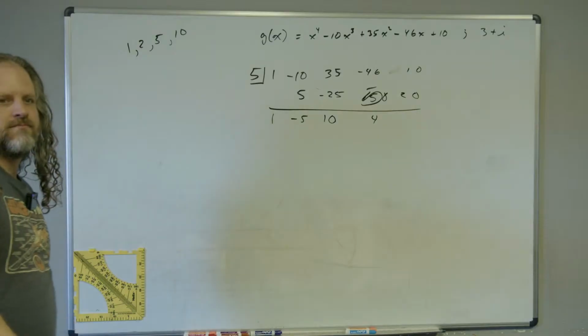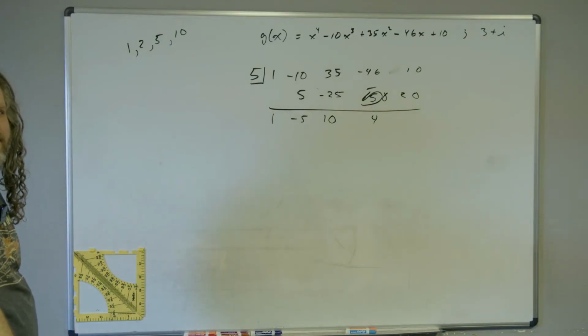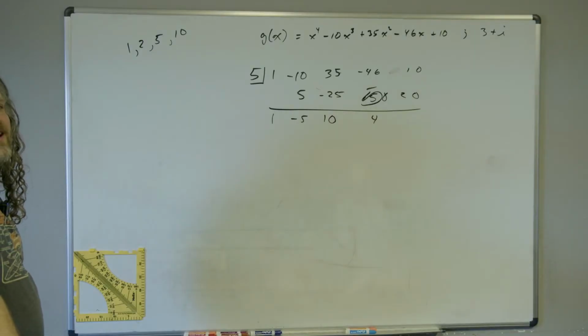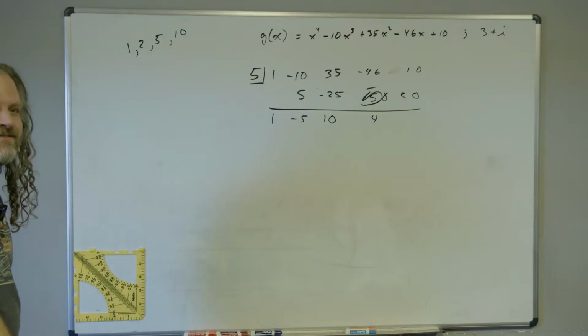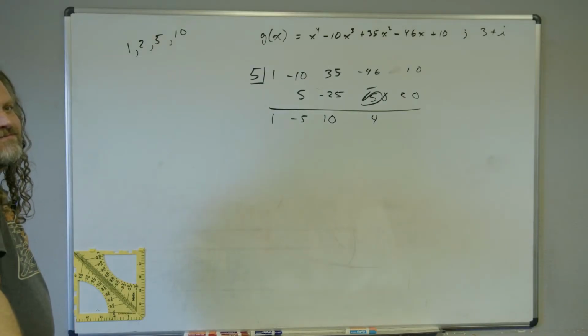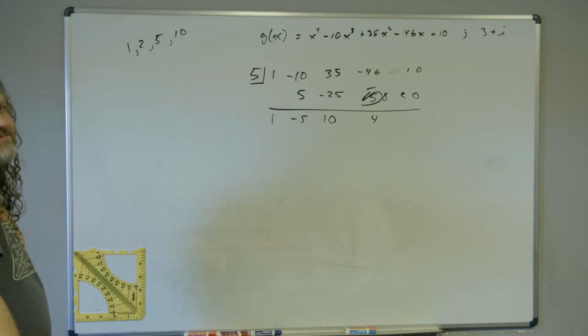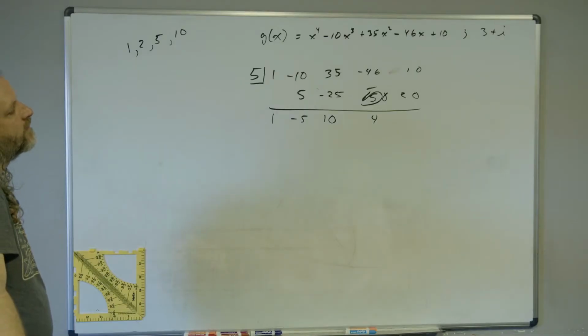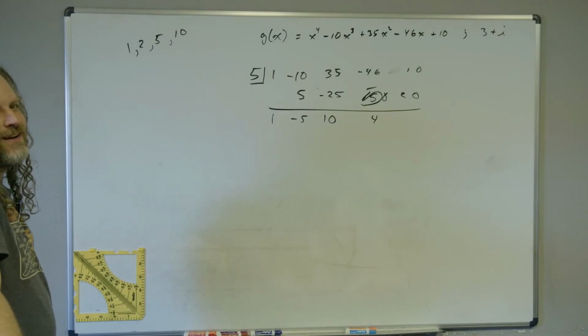Does it cross the x-axis? Yes, there are real zeros, just not with the things we have. There are no rational zeros, maybe, because it doesn't cross at 1, -1, 2, -2, 5, -5, 10, or -10, as far as you can tell from the table. What can we do now? I don't know.